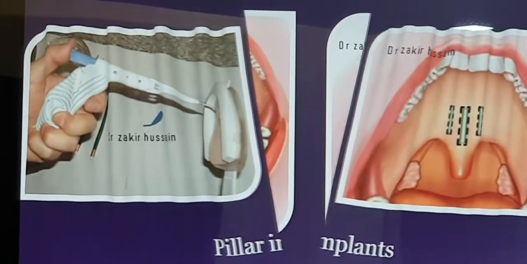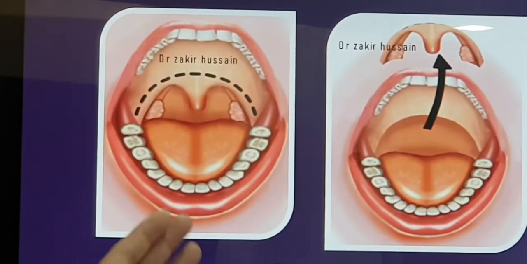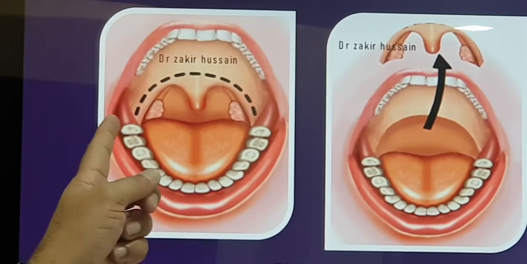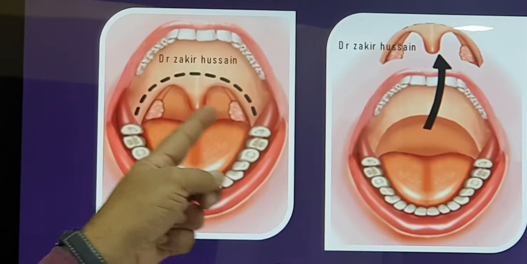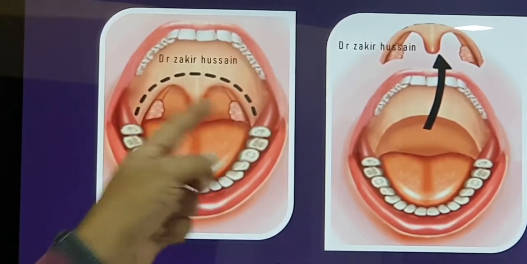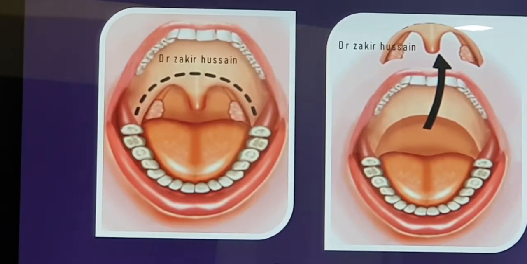depending upon the response of the patient. So this is one operation where we remove part of the soft palate and the uvula and the walls of the tonsils also. It's a little aggressive surgery. Actually, we don't do these aggressive surgeries nowadays.